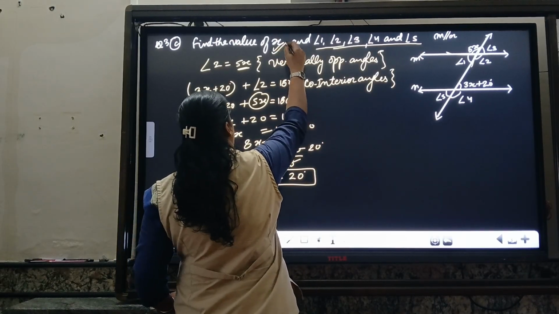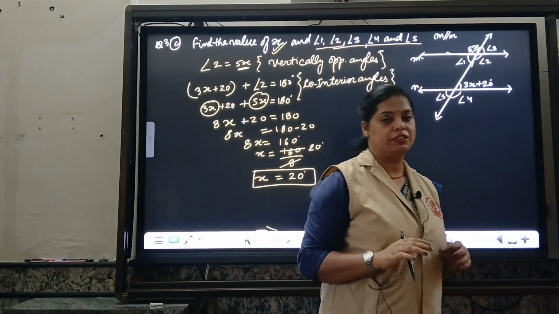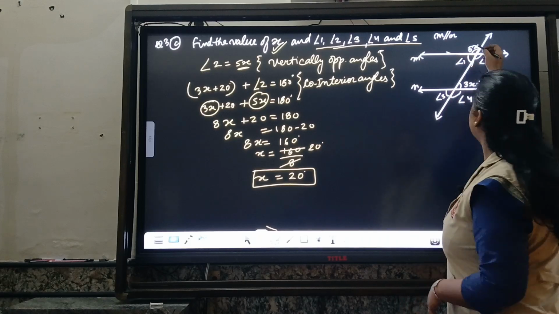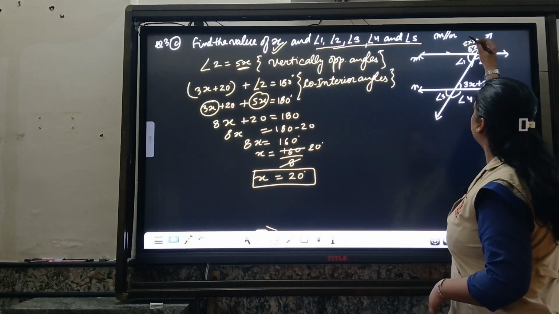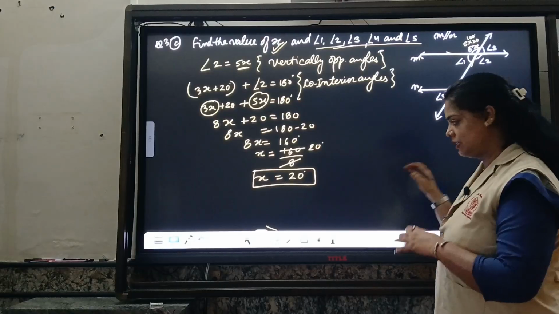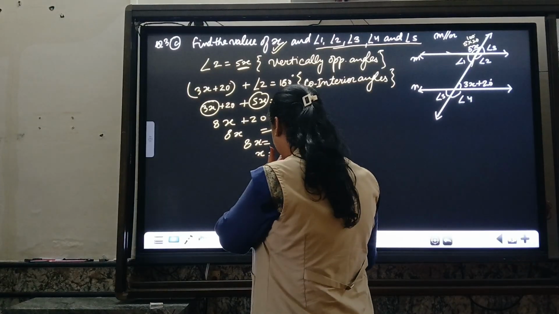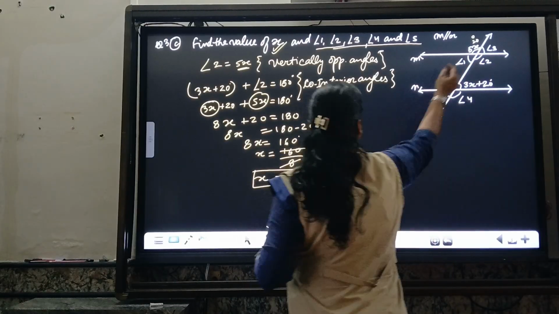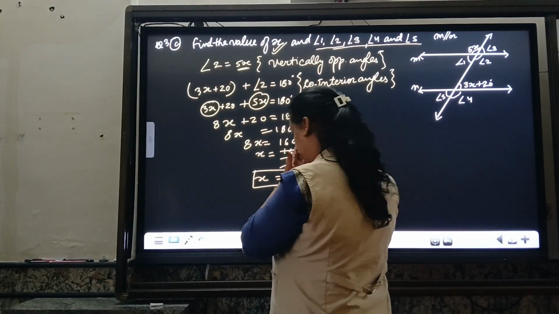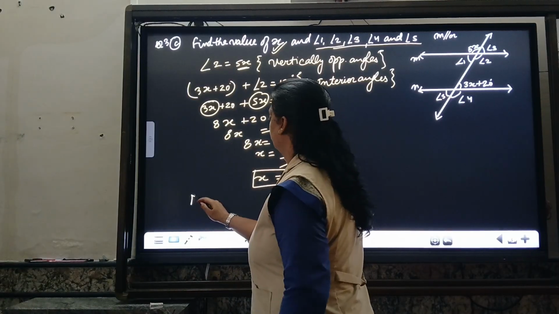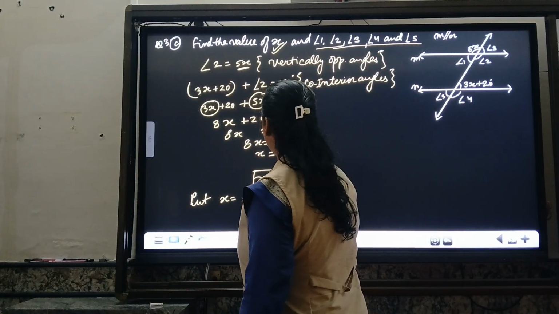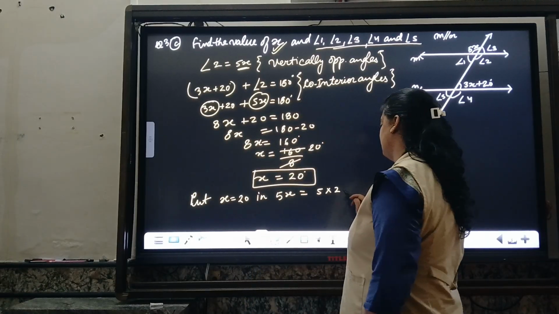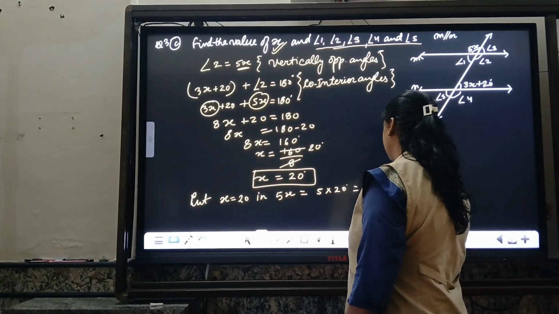First work we have done. We have taken out the value of x. Now it is time to find out the other angles. If x is 20, so in place of 5 into x, I will write 5 into 20, it will give you 100. But this thing we are going to show here only. Put x is equal to 20 in 5x. So it would be 5 into 20 degree and it is 100 degree.